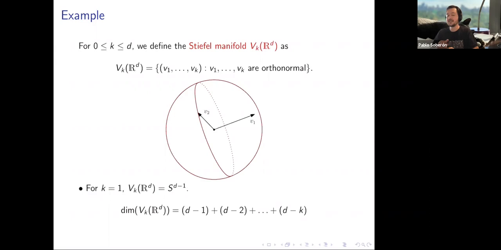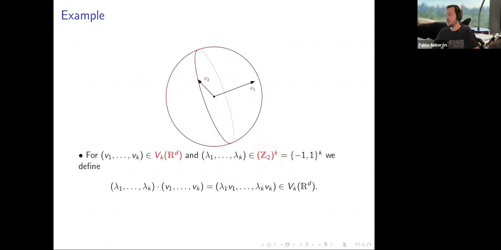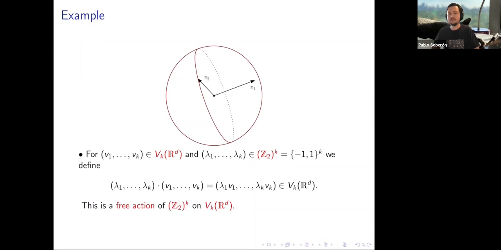Now, we needed an action of a group. In this case, our group is going to be Z_2^k. So I like to think of Z_2 as the set minus one, one with multiplication. And if I give you a vector of plus ones and minus ones, and an element of my Stiefel manifold, you can just multiply them like this, coordinate by coordinate. And of course, what you get here is an element of the Stiefel manifold. So you have a very nice action of this group, and that's what we're going to be using. And this action is free on this space, which is awesome, okay?